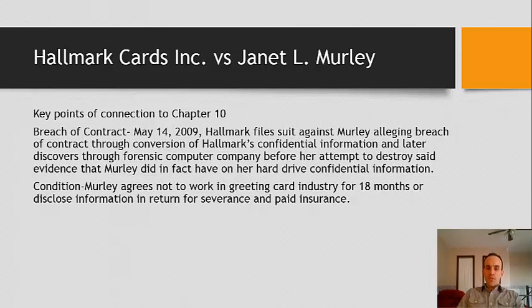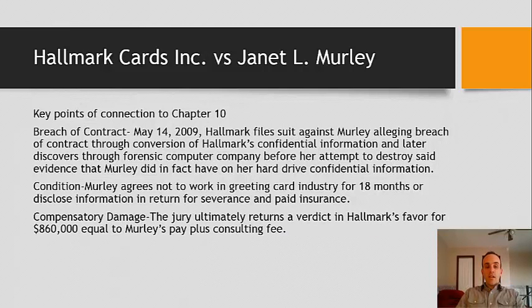Also, condition was used during this case. I took certain notice of that several times. Just from the beginning of the news story itself, where Murley agrees not to work in the greeting card industry for 18 months, or more importantly, disclose this detrimental information in return for the severance and paid insurance. She took that information that she obtained from Hallmark and distributed it to their competitor at her new position, which obviously could hurt Hallmark's business.